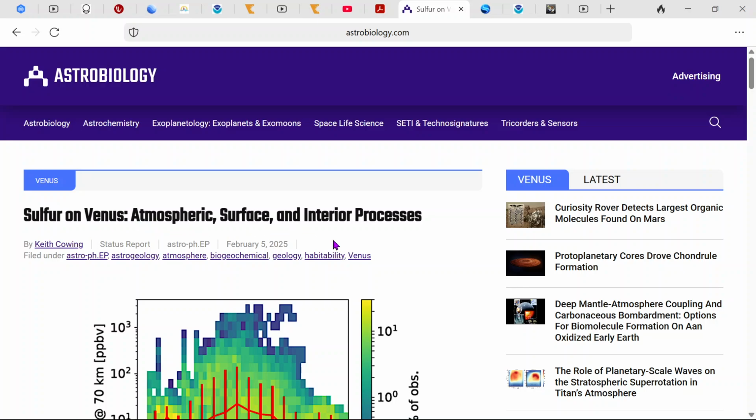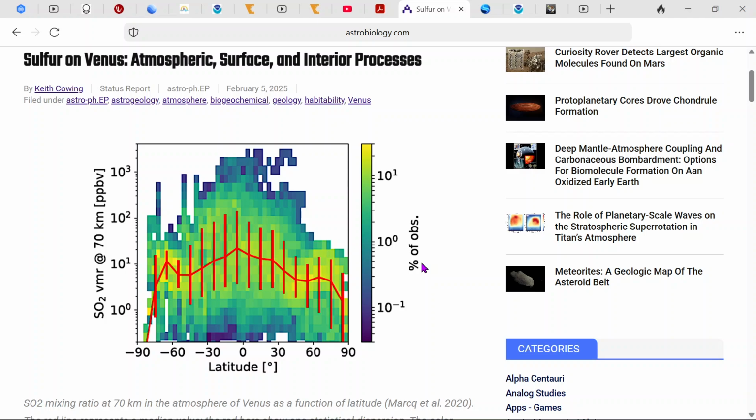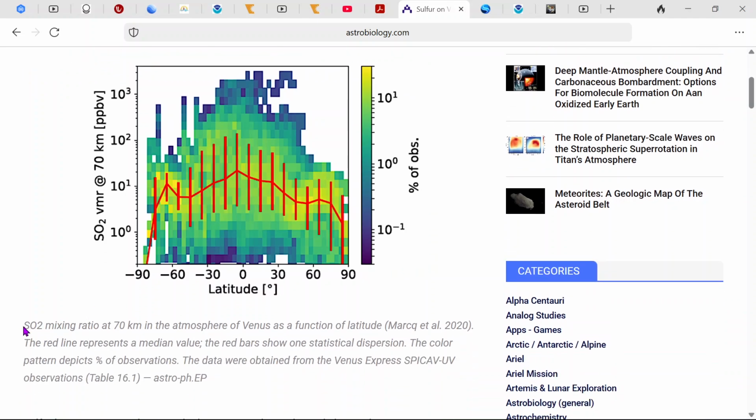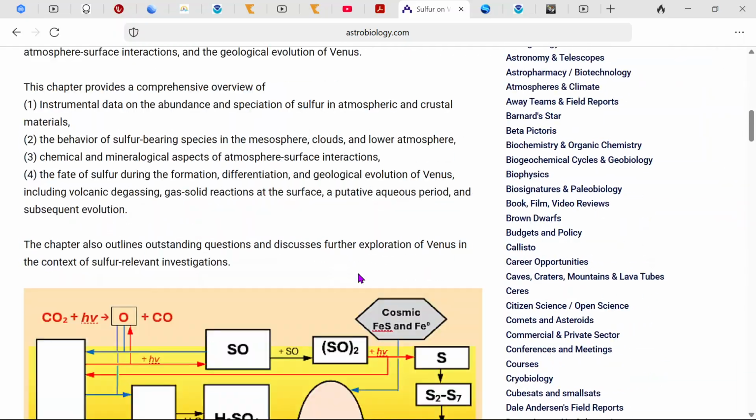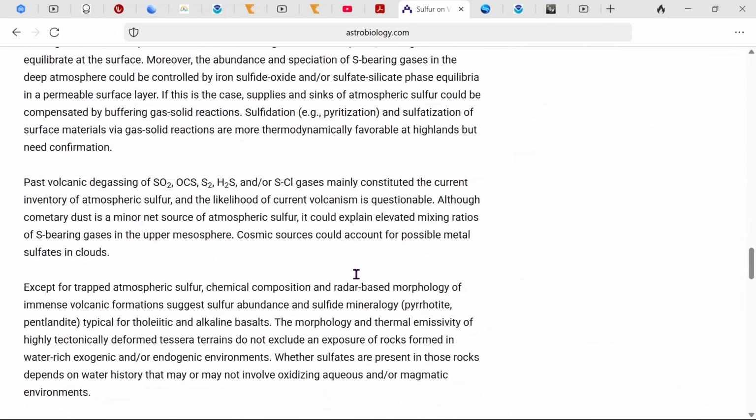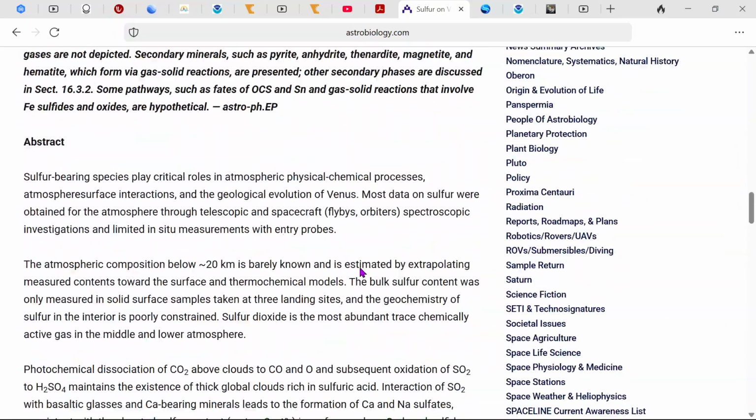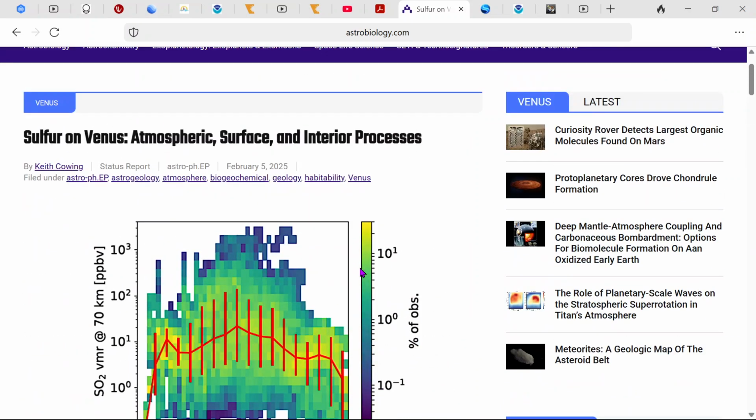Sulfur on Venus, atmospheric surface and interior processes. Sulfur dioxide mixing ratio, 70 kilometers in the atmosphere of Venus. So there is a lot of sulfur on Venus. That's why it's yellow, I guess. Is there anything else? I will put links below, you can check this out. But there is sulfur on Venus. This might be more important than many people think.